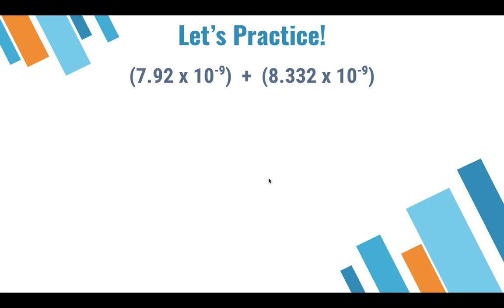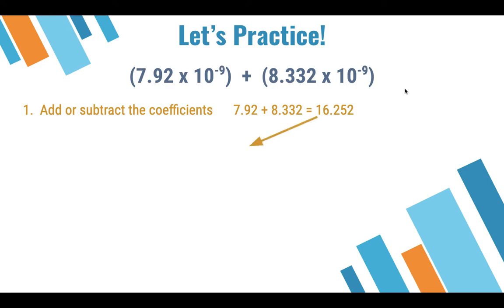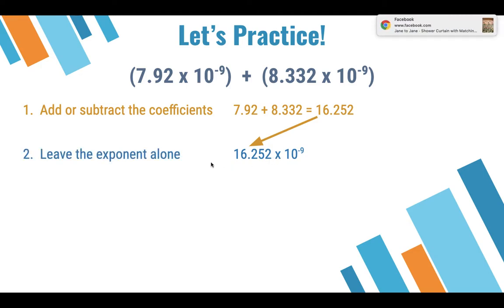Let's take a look at this one. 7.92 times 10 to the negative 9th plus 8.332 times 10 to the negative 9th. First step, add our coefficients. 7.92 plus 8.332 equals 16.252. Our next step, we look at our exponents, and they're both negative 9, so we just leave it alone. So I'm just going to carry that 16.252 down and write it as times 10 to the negative 9. We leave that exponent alone.